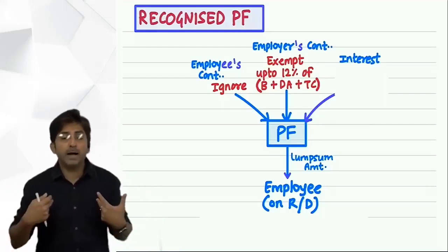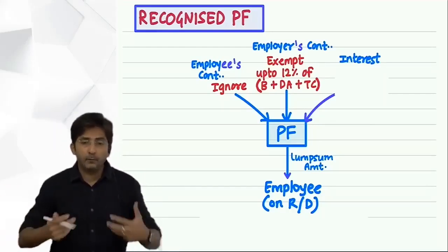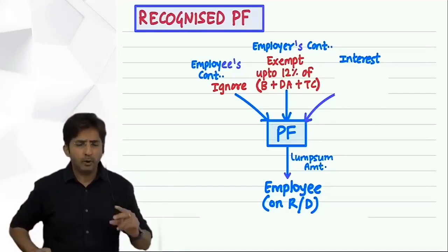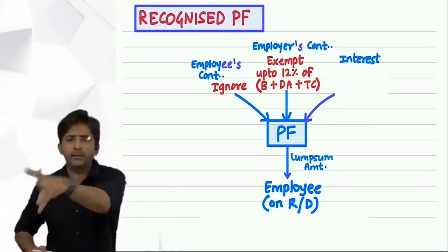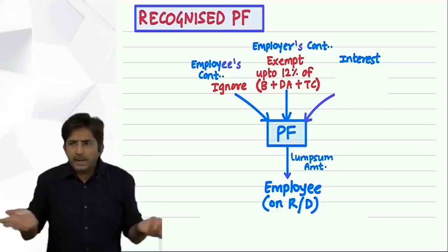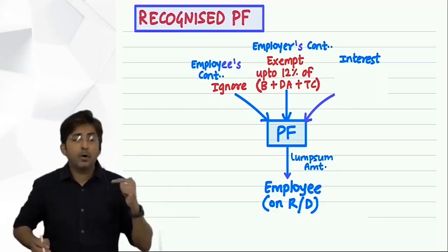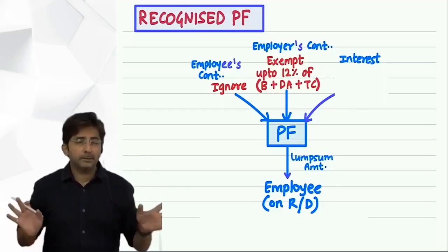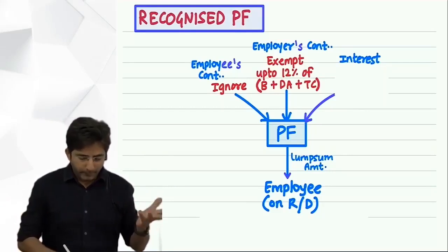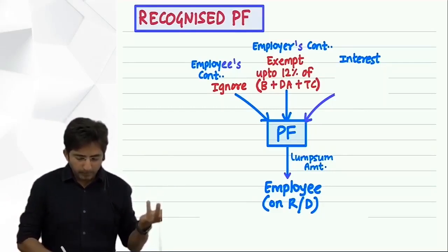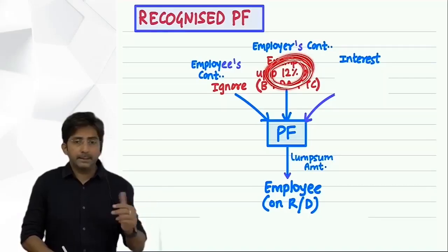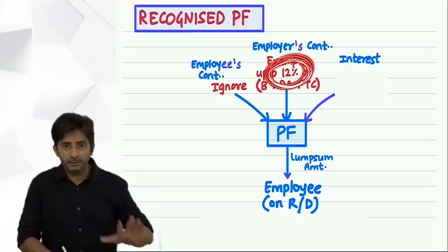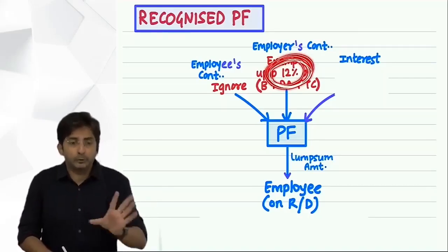For example, if I am your boss, I might decide that whatever your salary is, I will contribute 20% of that in your provident fund. So it is my rule, 20%. But then what the law says is, 20% is too much. If the employer contributes up to 12%, it is fair enough. It is reasonable. So that much we will exempt also.